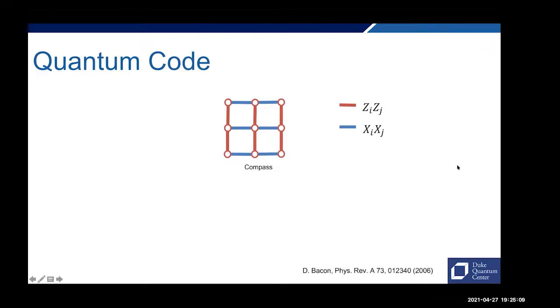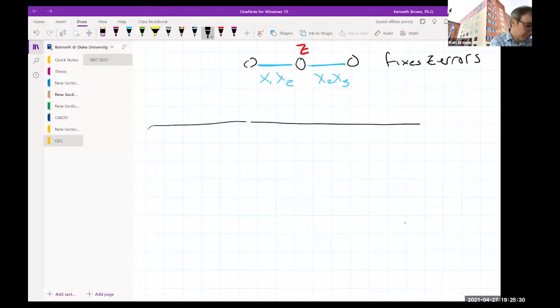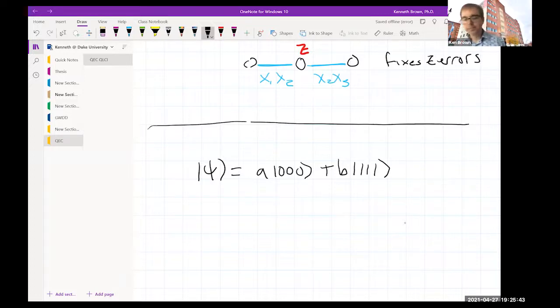People are asking how you can do this error correction without collapsing this state. I think many people have asked this. Yeah, let me go back to the board. All right. So again, we use our example of some quantum state. Okay.